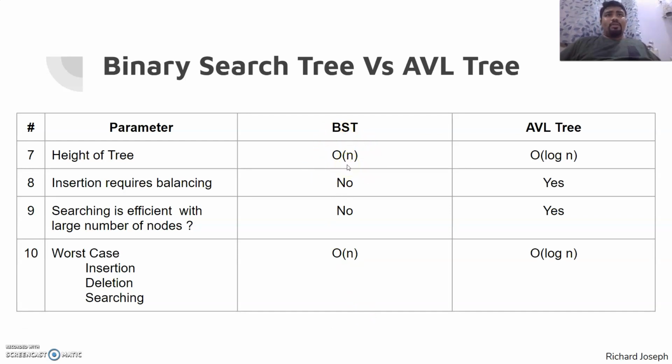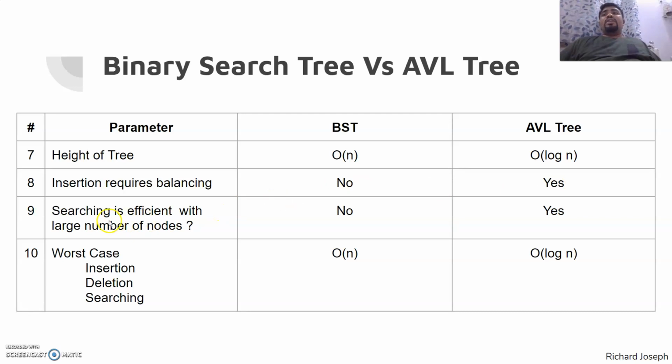We'll understand this with the help of an example. But in an AVL tree, as it is a strictly balanced tree, it will never go above big O of log n. Now, does insertion require balancing in binary search tree? No, it does not. In AVL tree, yes, it does. So there's a concept of rotation that we'll be continuously doing in AVL trees. There are four types of rotation basically: the left-left rotation, the left-right rotation, the right-right rotation, and then the right-left rotation. We call them the LL, the LR, the RL, and the RR.